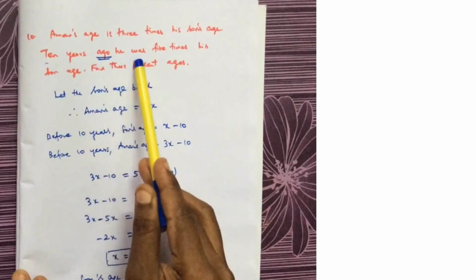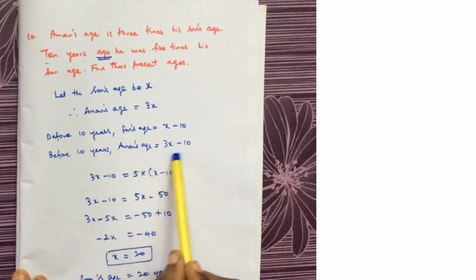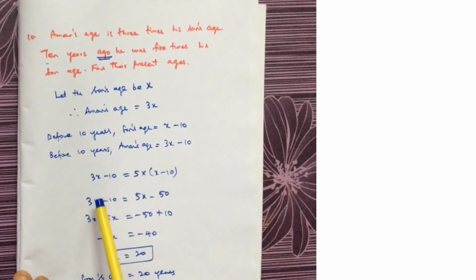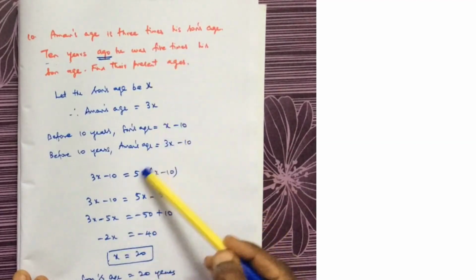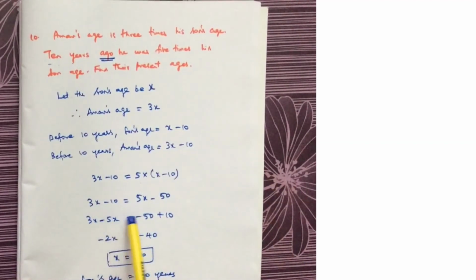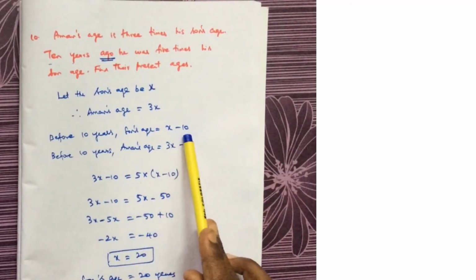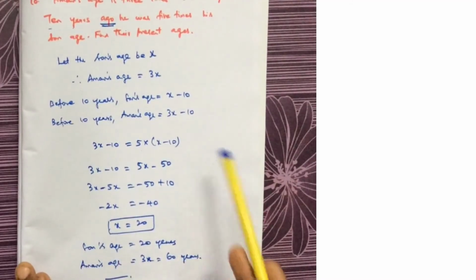10 years ago he was, that is Aman, Aman's age before 10 years is 3x minus 10. Therefore 3x minus 10, he was 5 times. 5 times is 5 multiplied by his son's age. What is his son's age before 10 years? x minus 10. So therefore this is the equation. Now we have to solve this.